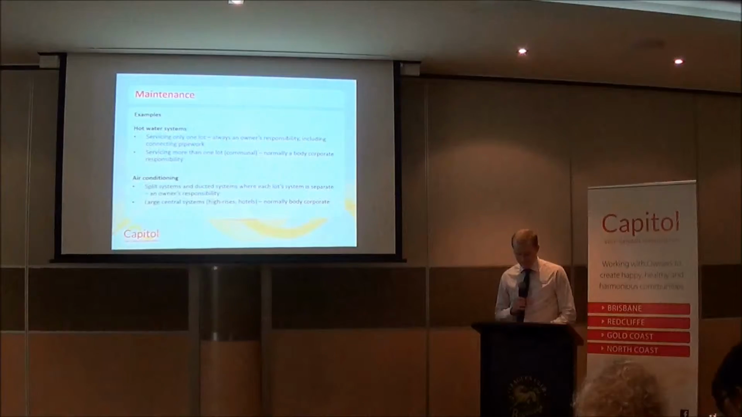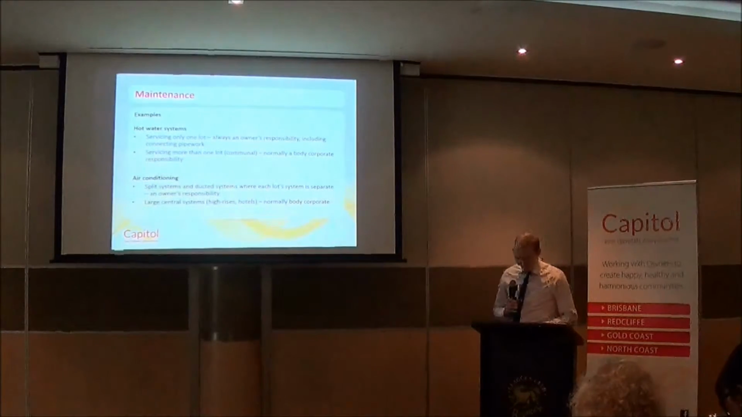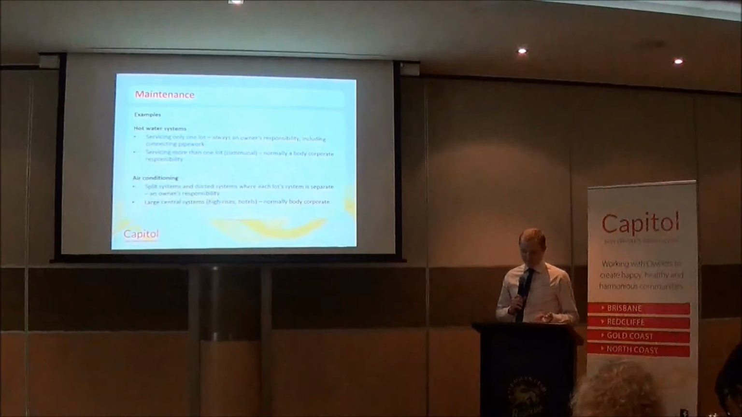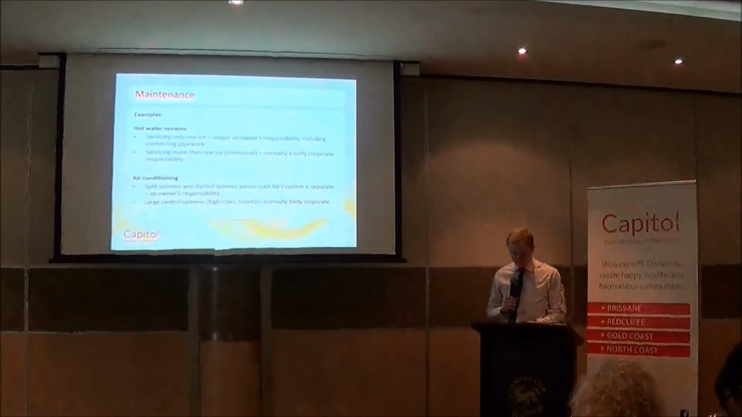Air conditioning. This may include split systems or ducted units, whereby each lot system is separate. Therefore, only one lot is affected. So who would be responsible here? The owner. Whereas a larger centralised system that is common in high-rises and hotels would be the responsibility of the body corporate, as more than one lot is affected here.